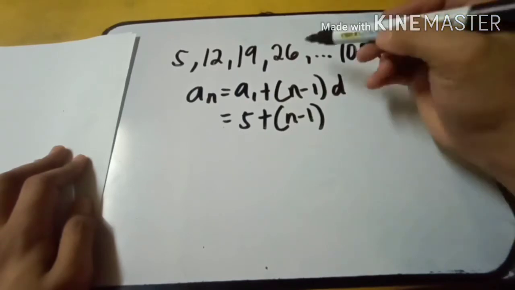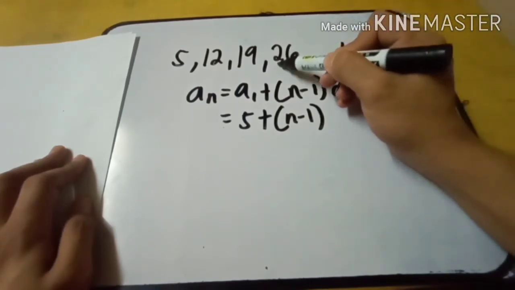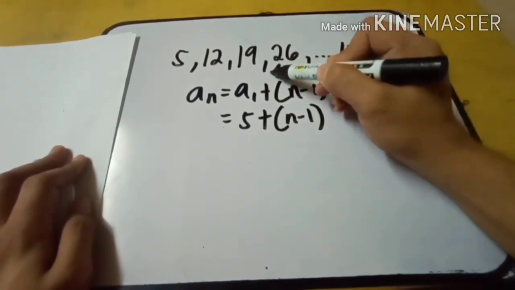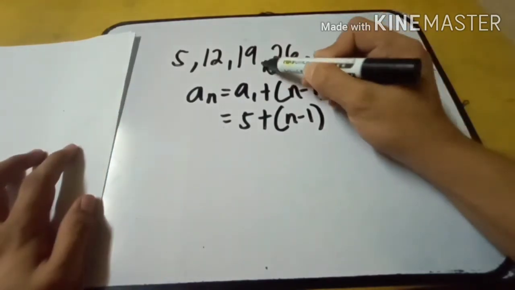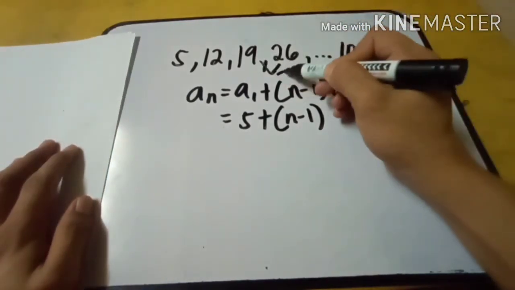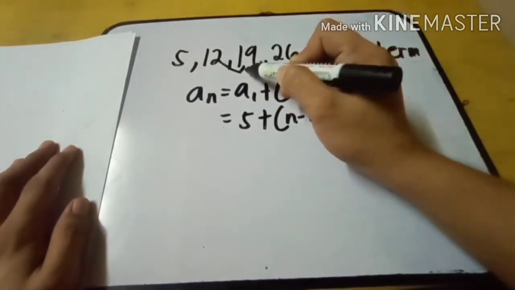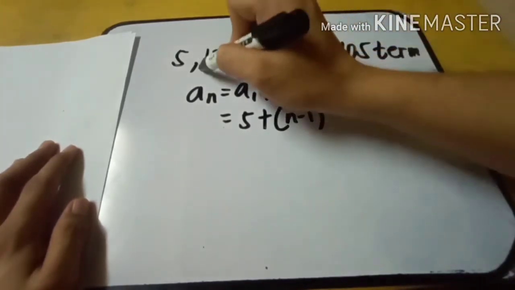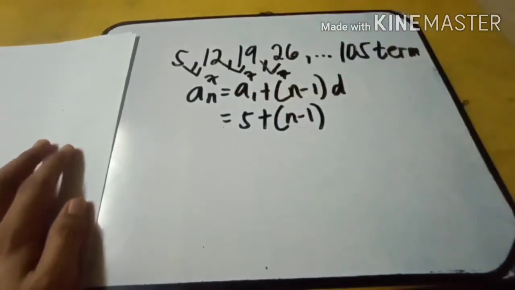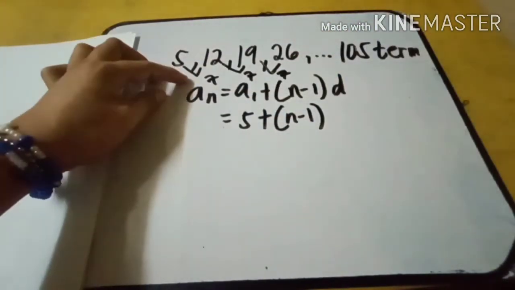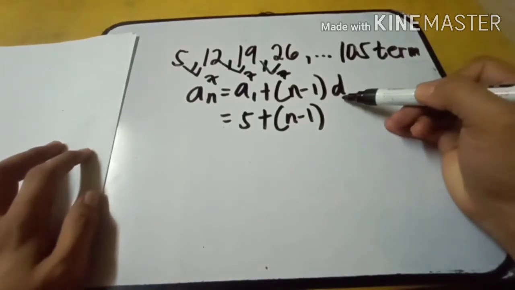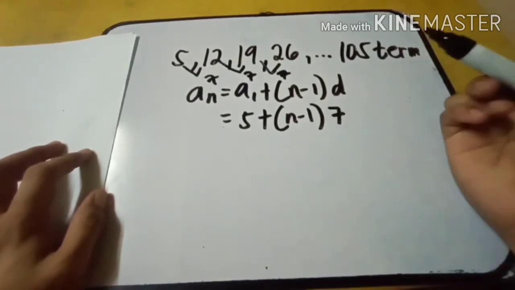Then our d, we simply again subtract from the last term the previous term. So here 26 minus 19 will give us 7. Am I right? Then 19 minus 12 will give us also 7. And 12 minus 5 will also give us 7. So therefore, 7 is our value for the common difference. So we have here 7.